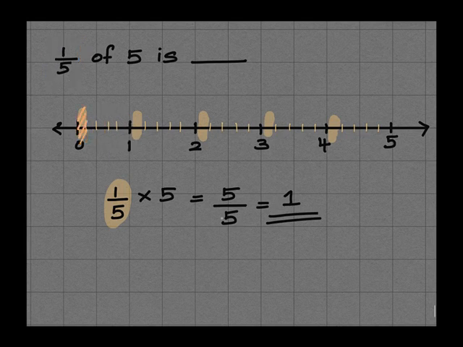This part is 1/5 of the first unit, or 0 to 1, and this is 1/5 in 1 to 2, and this part is 1/5 from 2 to 3, and this part is 1/5 of 3 to 4, and this part is 1/5 of 4 to 5. So that is how we got 5 times 1/5.